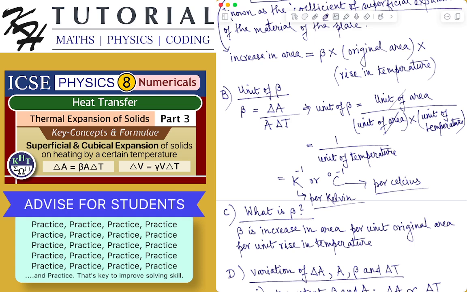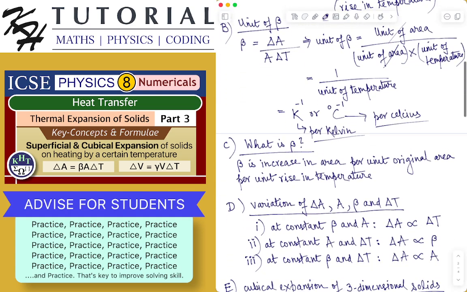Now the second concept is, similar to alpha, how do we have the variation?